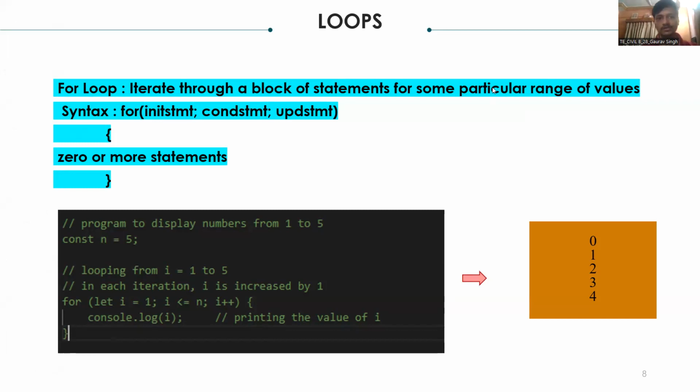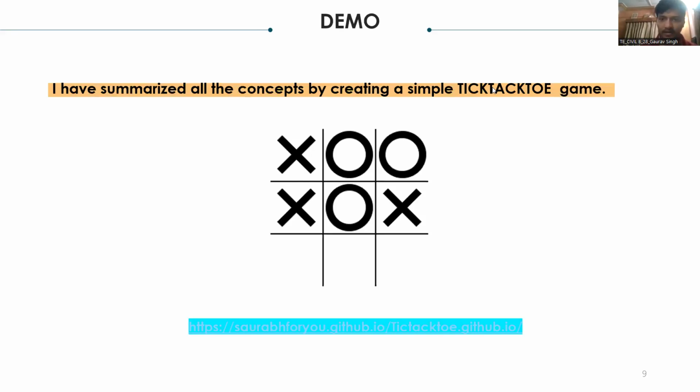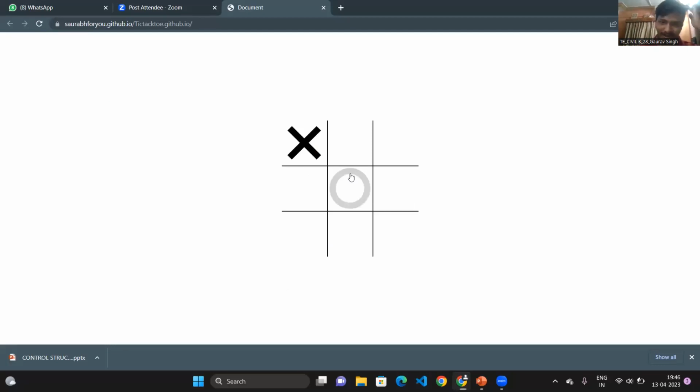These are all the control structures covered here, like the if else, the for loop, and the while loop. So I'm going to present you my demo which I've created. I've summarized all the concepts by creating a simple tic-tac-toe game, and I've provided a link for the same. This is the demo. As you can see, I'll be putting some X and zeros here.